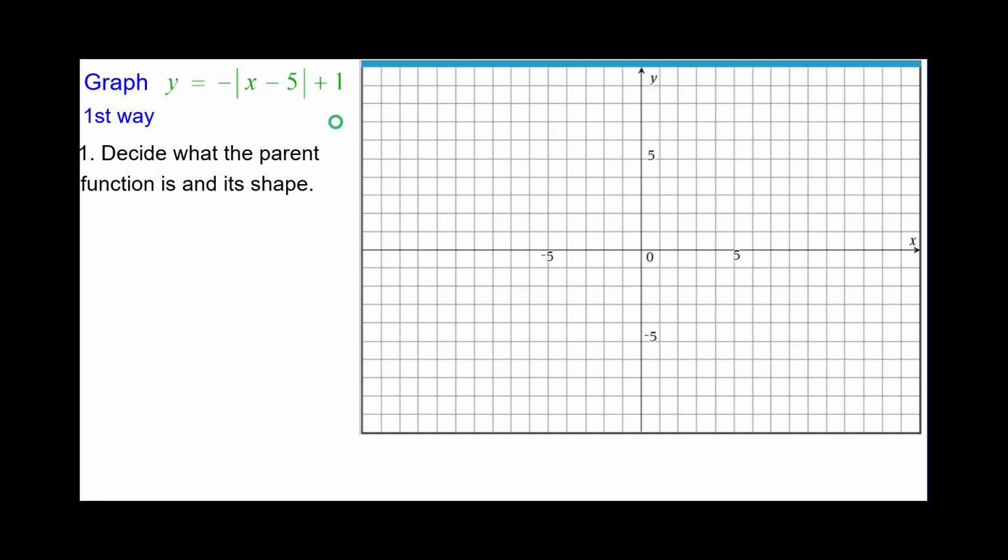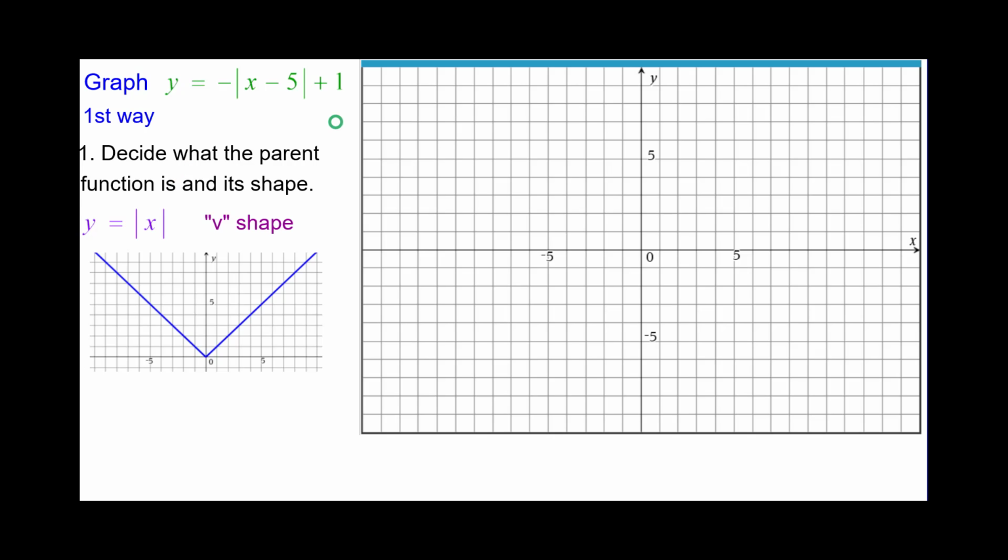The first way, we first need to decide what the parent function is and its shape. So it's y equals absolute value of x, and it's a V shape. The parent function looks like this. Keep this in your mind when we go to graph it.